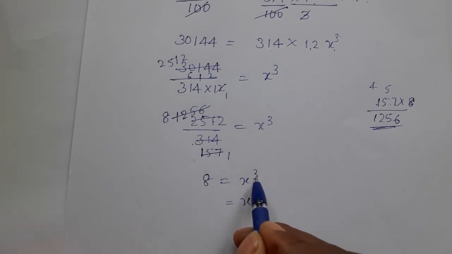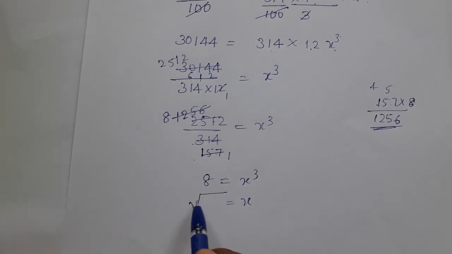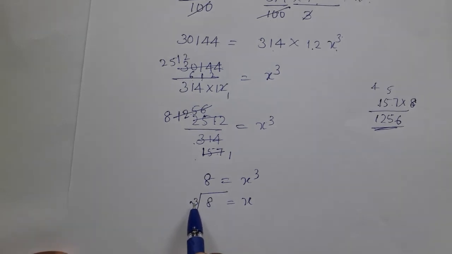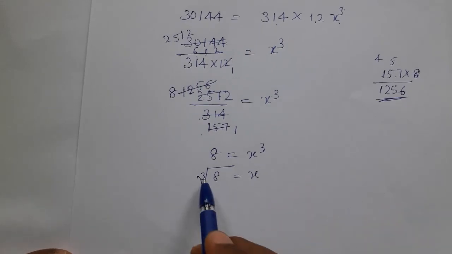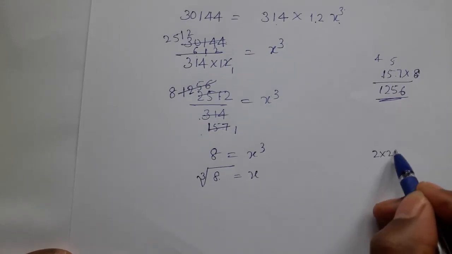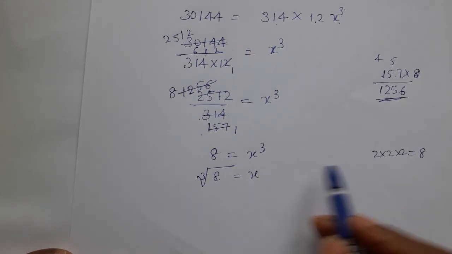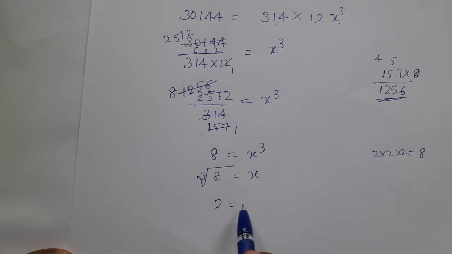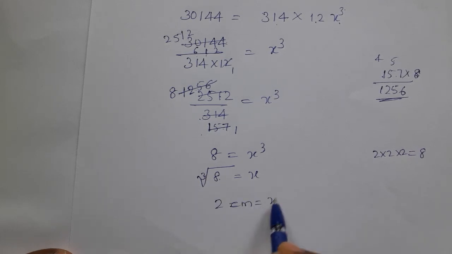X is equal to, cube is taken this side, it is cube root. Cube root, you write here 3. If you don't write here 3, it is considered as square root. Cube root 8, so 2 into 2 into 2 only 8. Therefore cube root of 8, the answer is 2. 2 centimeter is equal to x.